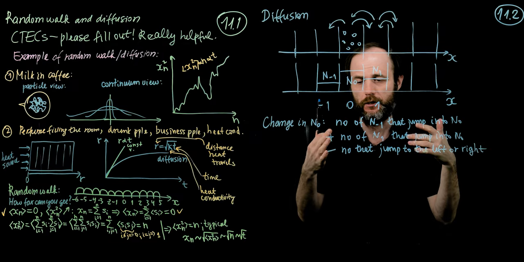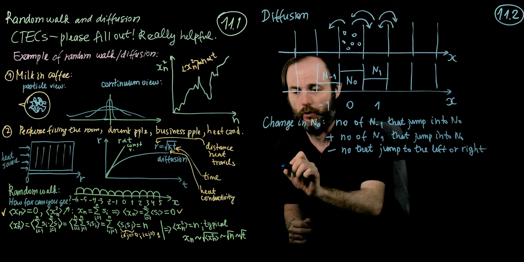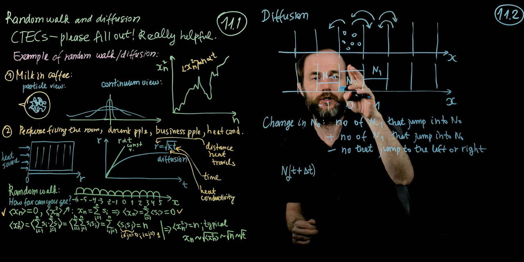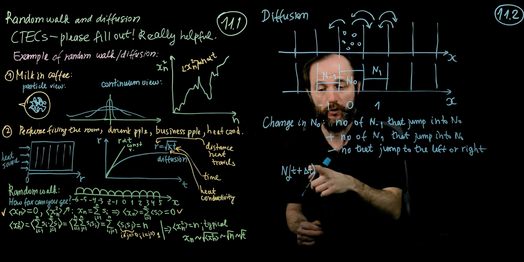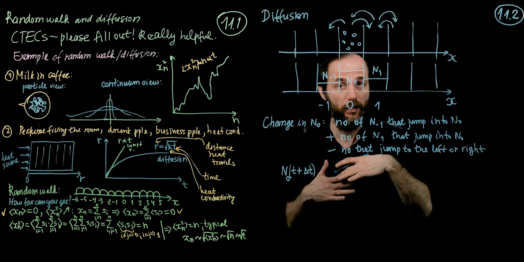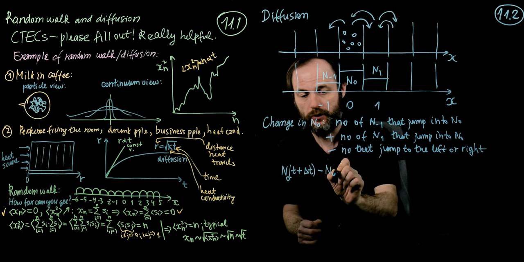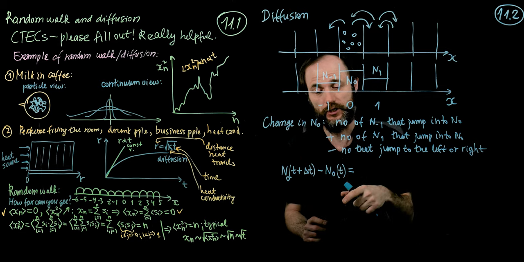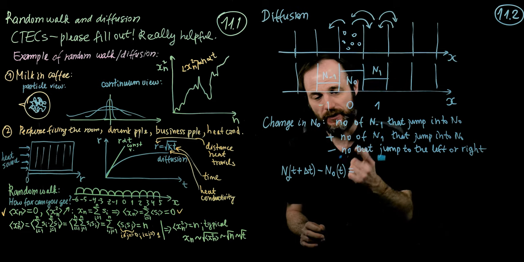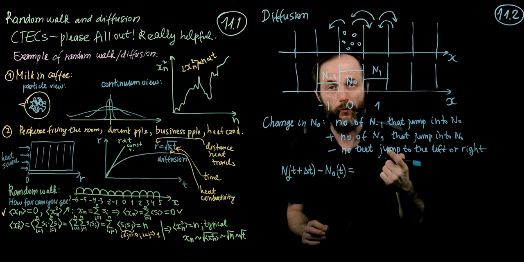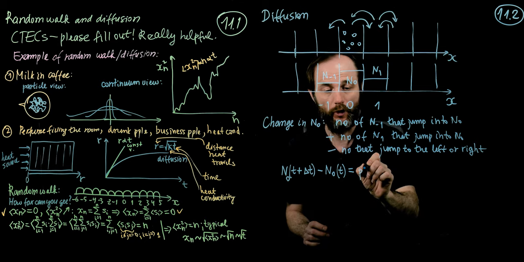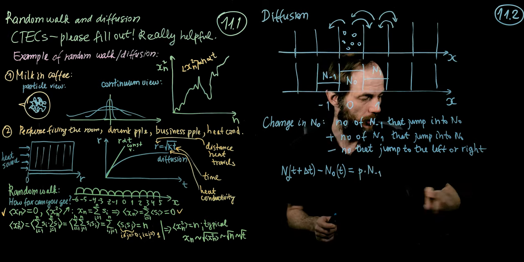So the way we can formalize it is through an equation. So let's write down the number of molecules in this bin zero at the new time. So t is the current time, and new time will be delta t later, minus the current number of molecules within that box. So N0 at t plus delta t minus N0 of t, the future minus currently. And that will be equal to the number of molecules that hopped into N0 from N minus 1. So that will be the probability for that hopping to the right times the number of molecules in that bin, right? So p is the probability to jump.